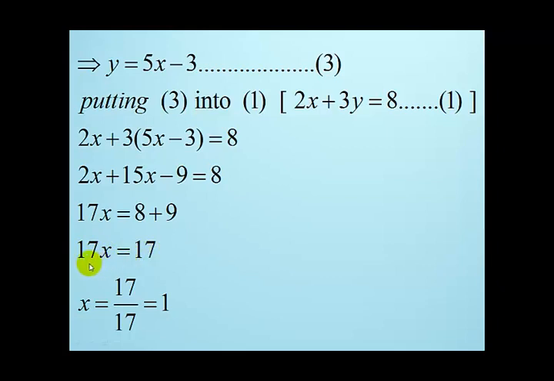We are solving for x, so we divide the left hand side by 17. We divide the right hand side also by 17. When we divide the left hand side by 17, we have x. And when we divide 17 by 17, we have 1, because 17 goes into 17 once. So x equals 1.